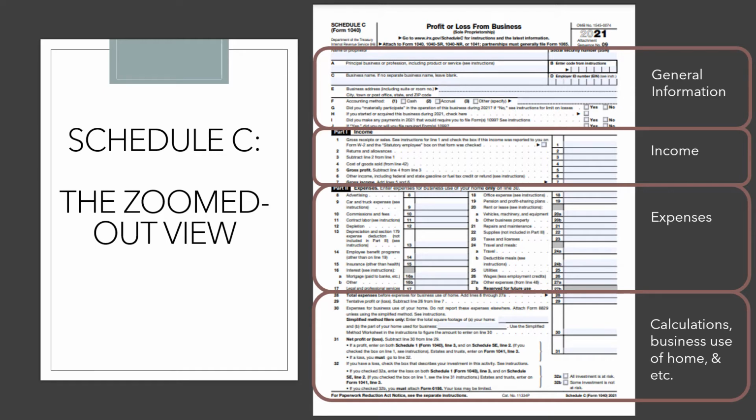Part 1 is for income. That's where we pull together all of the sources of monies. And then Part 2 is the expense section. And Part 3 are some calculations. There's the business use of home and some check boxes for if our taxpayer were to have come to a loss, which, by the way, is out of scope for us.